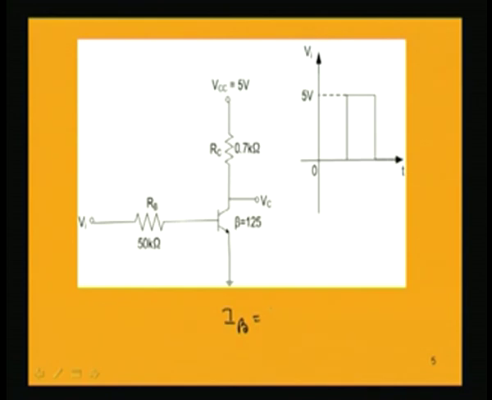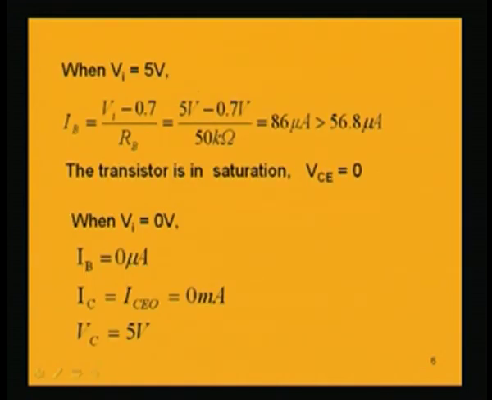Base current is equal to Vi minus the base to emitter voltage divided by Rb. So, putting the values in the equation, we can find out the base current. 5 is the input voltage, minus 0.7 volt, which is typically the value of VBE for a silicon transistor, we are assuming, divided by 50 kilo ohm, the resistance Rb. That gives 86 microampere. That means 86 microampere base current is flowing when you have input voltage 5 volt.